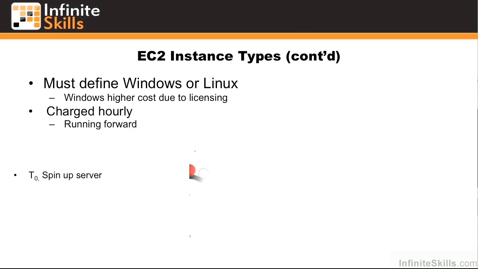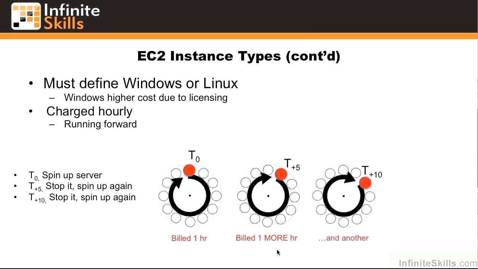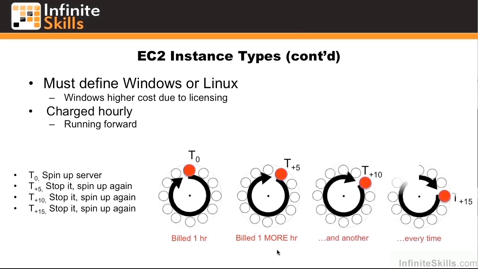It's charged running forward, which means such as T0 here, I spin up an instance. At the top of the hour, I spun up an instance, I got billed for 1 hour. Let's say that 5 minutes later, I didn't like that instance. I stop it and I start another one. I'm billed for an additional hour. You can kind of see where this is going, but every time I stop and start an instance, I'm billed for another running hour forward. So we can see here in this example, we would have gotten 4 hours of charges inside of a single hour.